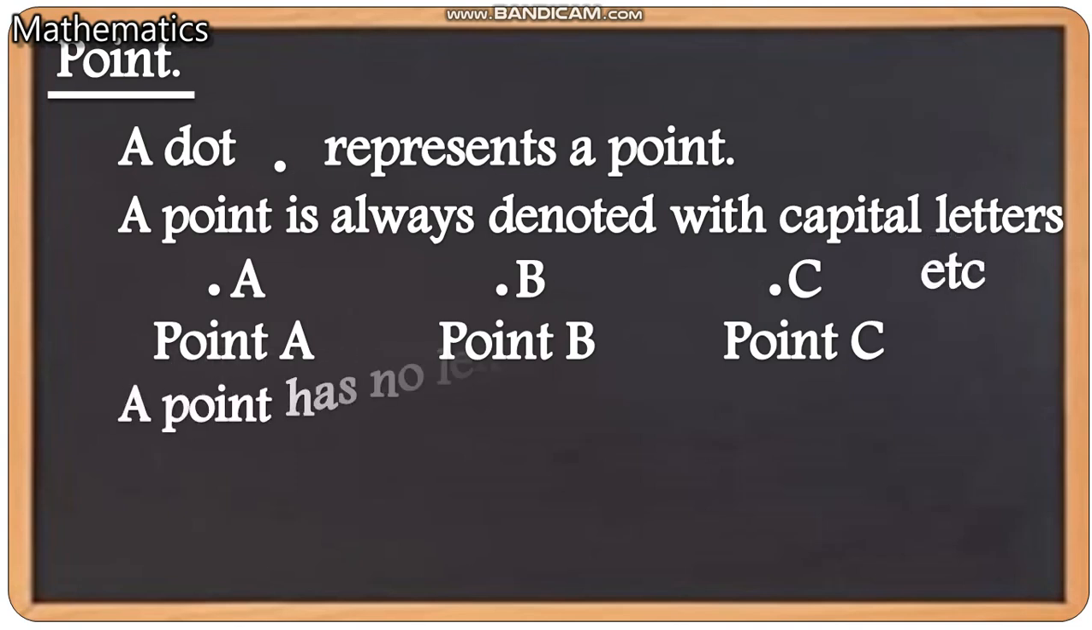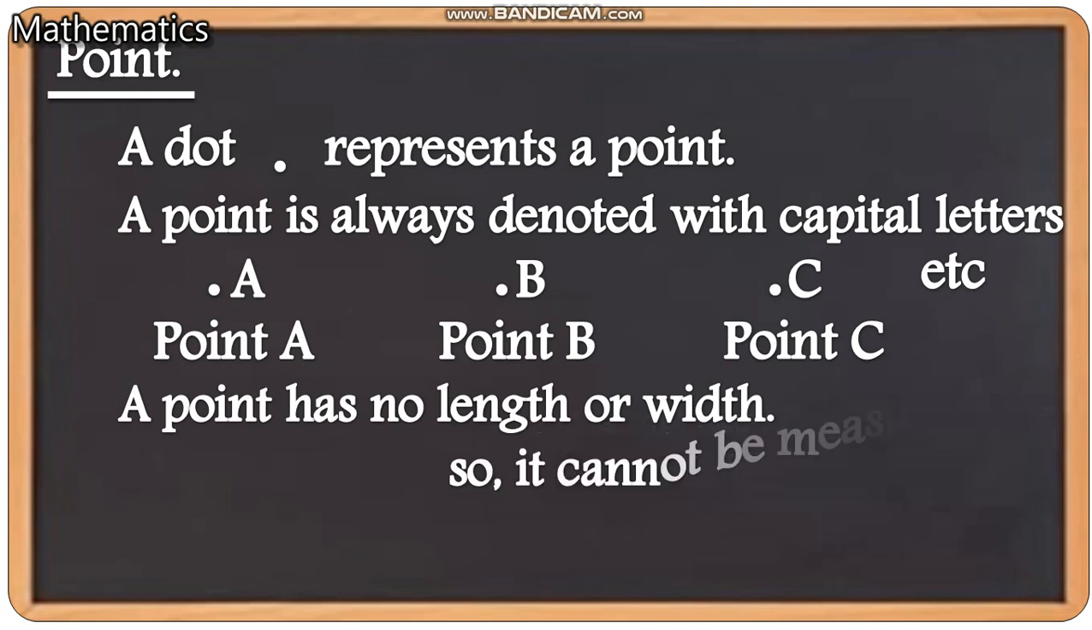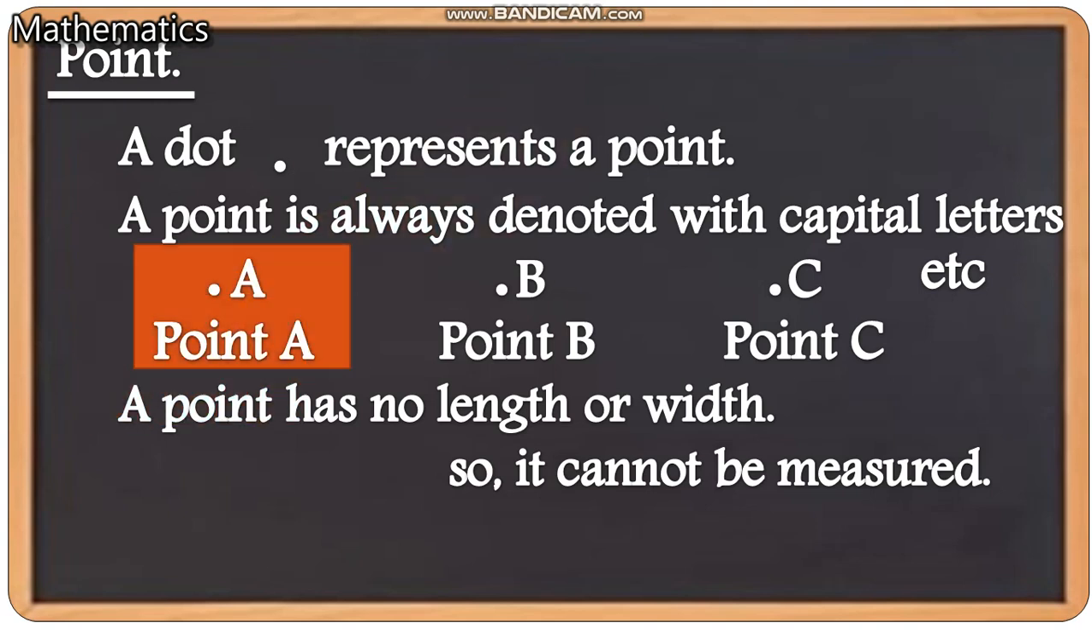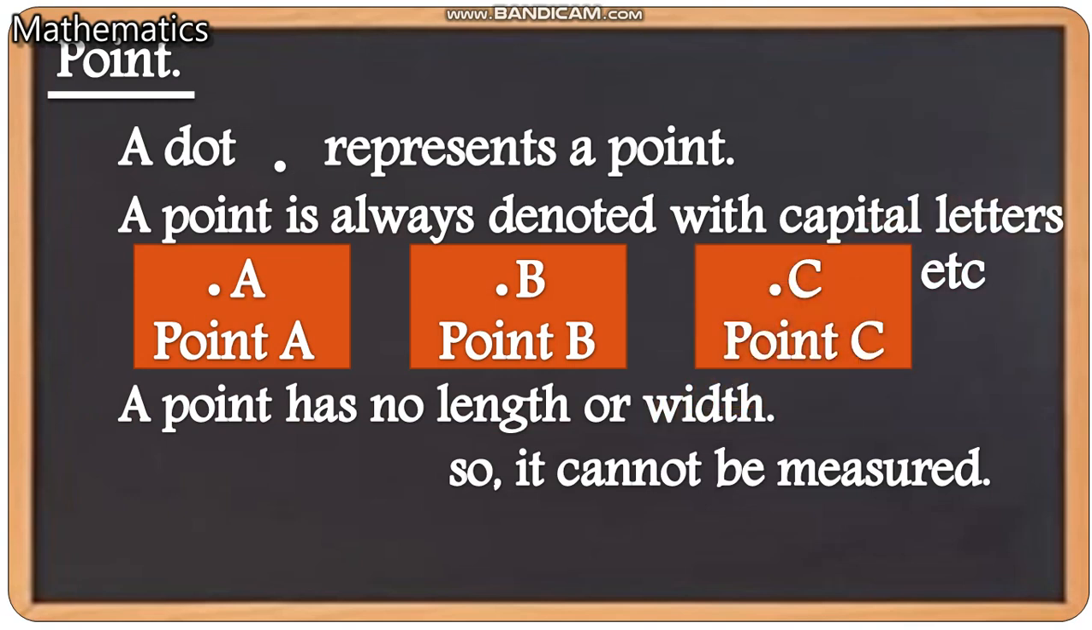A point has no length or width, so it cannot be measured. We cannot measure a point. We cannot say 5 centimeter point. It is point A. How can we read this? Point B. Point C.